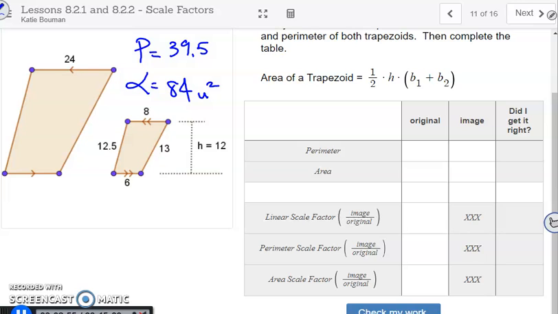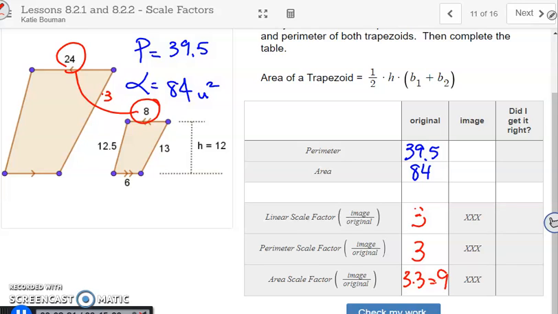So the original trapezoid, which is on the right, the perimeter is 39.5, and the area is 84 square units. Going from the original to the new shape, that scale factor is 3. And again, that's the linear scale factor. So the linear scale factor is 3. The perimeter scale factor is also 3. And then the area scale factor is 3 times 3, or 9.